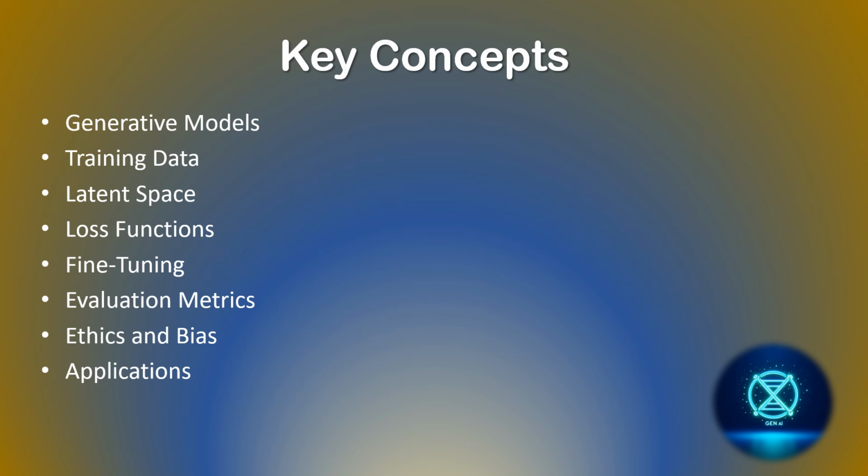So next comes fine tuning. After a model is pre-trained on a large data set, it can be fine tuned on a smaller specific data set to specialize it for a particular task or domain. So fine tuning is also another way to improve the performance of the model.